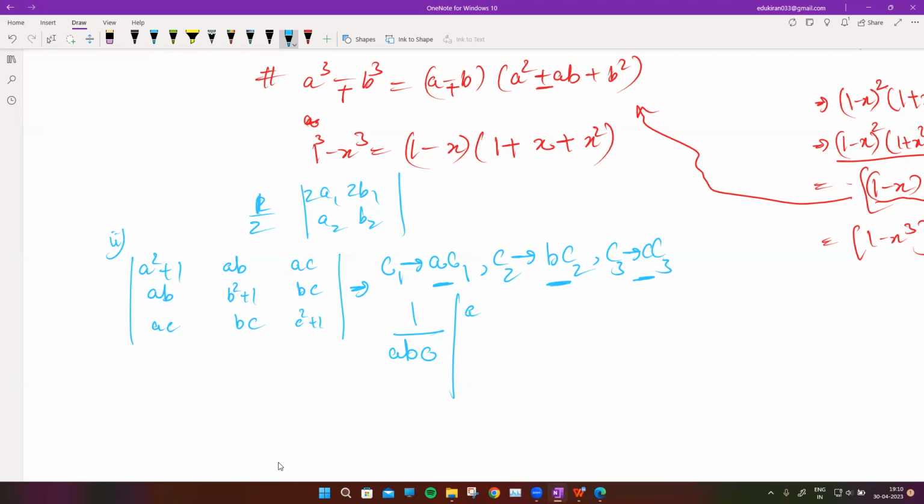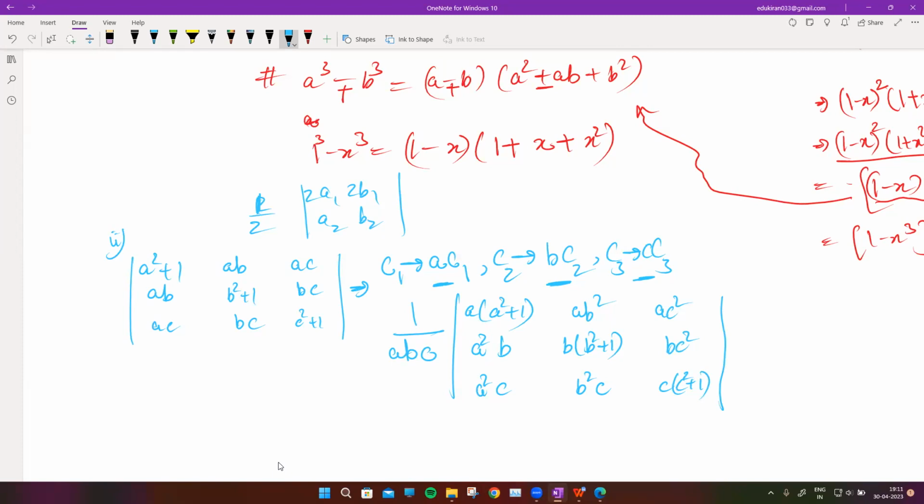So what will it look like? a into a square plus 1, a square b, and then a square c. Then again, ab square, b into b square plus 1, b square c. Then again, ac square, bc square, c into c square plus 1. I multiplied the whole column 1 with a, column 2 by b, and column 3 by c. And now you can also check that I haven't done anything wrong.